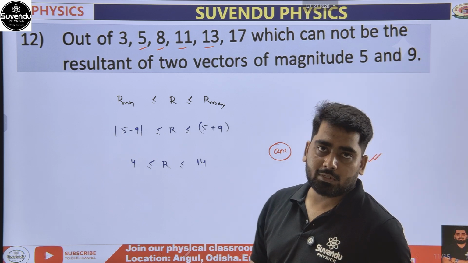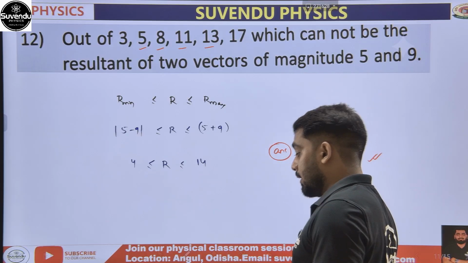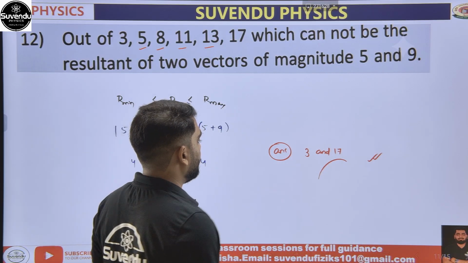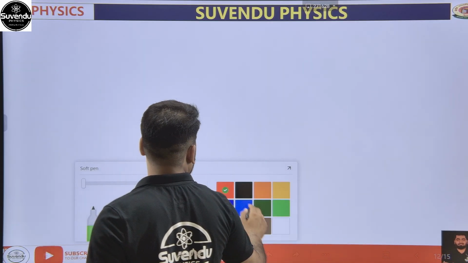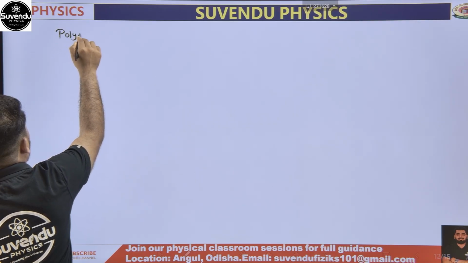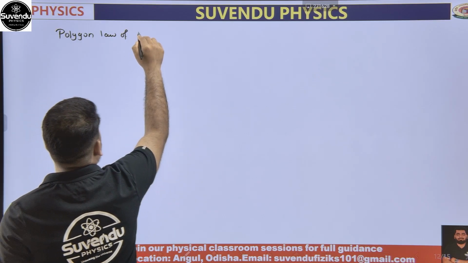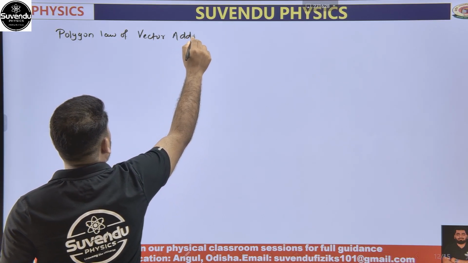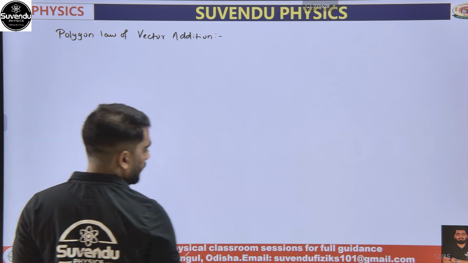So this is about the numericals related to the addition of vectors, under the triangle law of vector addition. Another one is the parallelogram law of vector addition. Next is the polygon law of vector addition. Here we can add more than two vectors if they are in the same order, right?